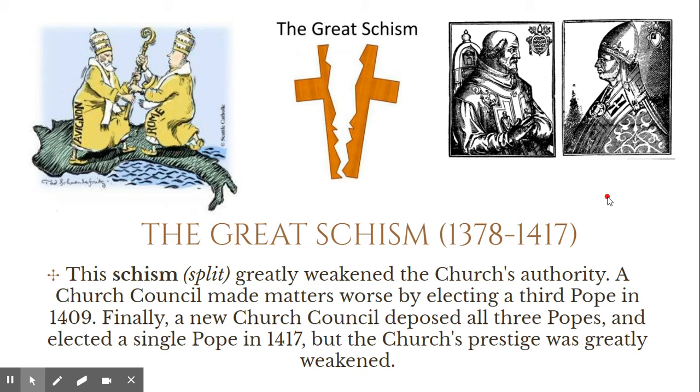And the schism, which means split, greatly weakened the church's authority. A church council made matters even worse by electing a third pope in 1409. Finally, a new church council deposed all three popes and elected a single pope in 1417. But by this time, people are just thinking, what is the church doing? So they questioned during the famine, what is the church doing? And now they just kind of think that maybe the church doesn't know what's going on. They elect three popes.